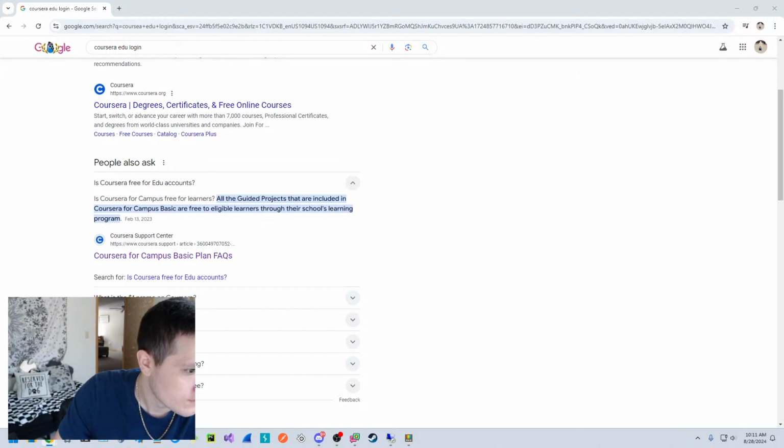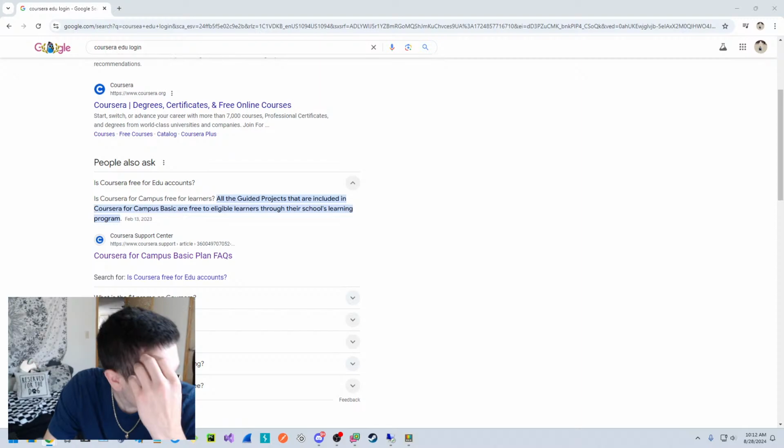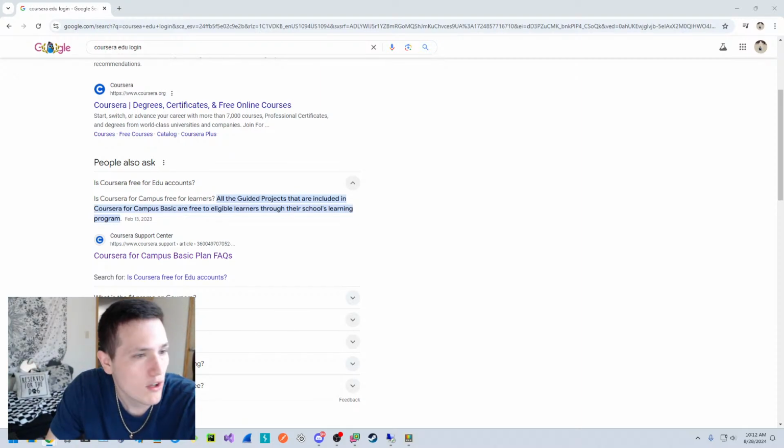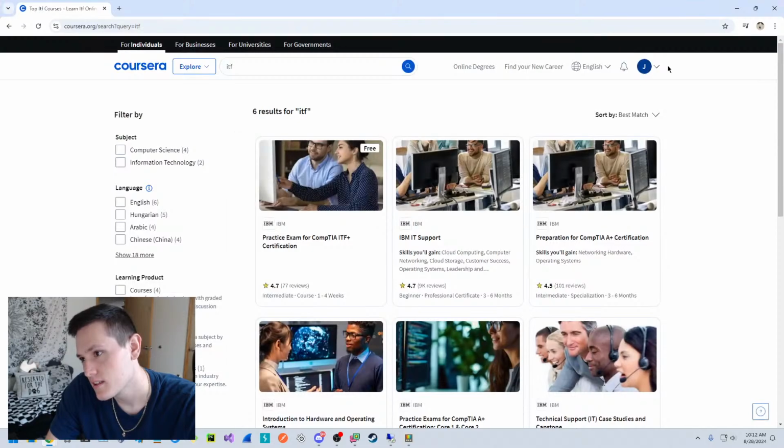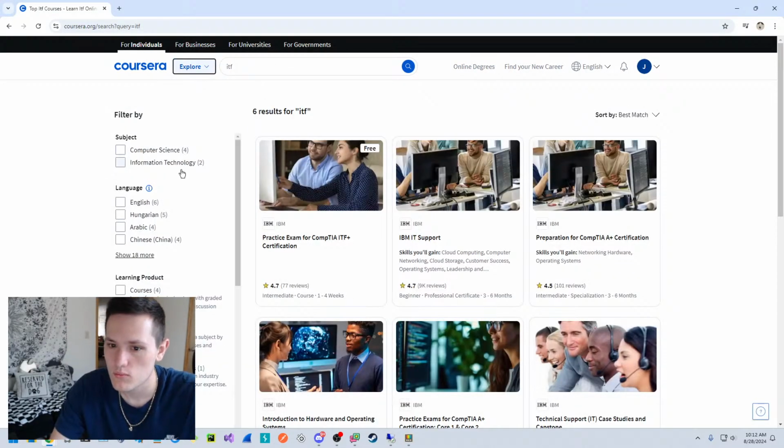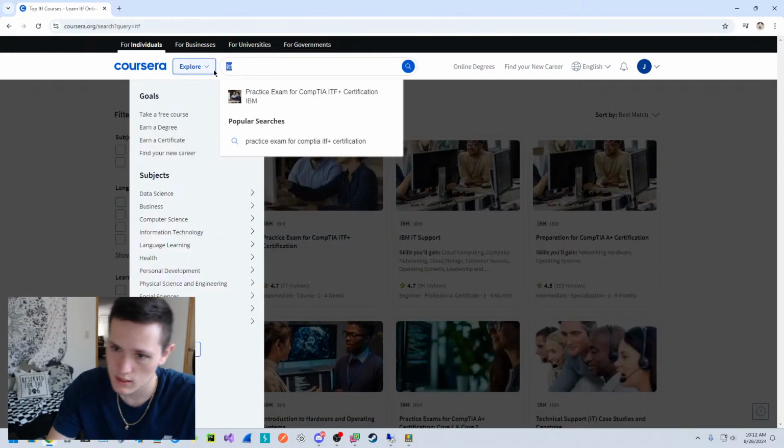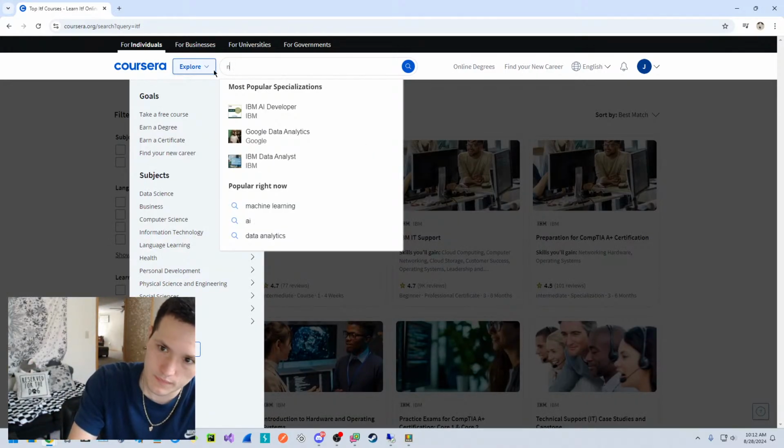Practice exam for CompTIA ITF Plus cert. Oh, it's free. Yeah, practice exam for CompTIA ITF certification by IBM, right? Yeah, that one, I would do that. And IBM's well known. That's free. I'm on it too. How did you log in? I made a new account with my school email. Wait, I want to make sure. I don't know if this is the right test though.